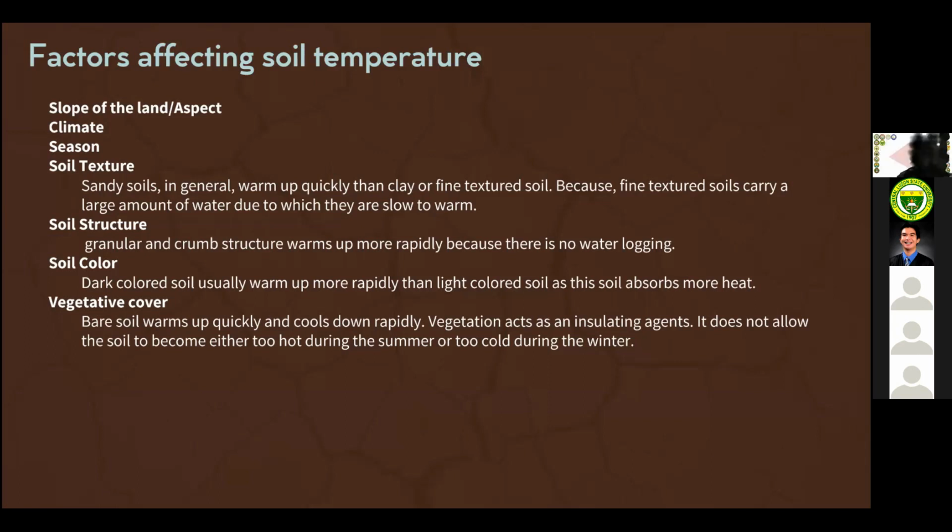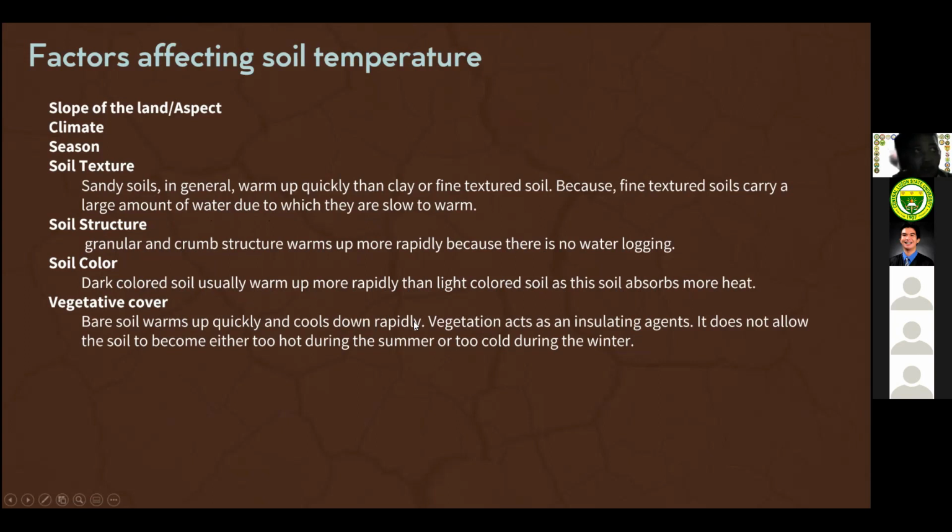Then soil texture. Sandy soils in general warm up more quickly than clay or fine textured soil, because fine textured soils carry a large amount of water, due to which they are slow to warm. Then soil structure. Granular and crumb structure warms up more rapidly because there is no water logging. Soil color. Dark colored soil usually warms up more rapidly than light colored soil, as this soil absorbs more heat. Then vegetative cover. Bare soil warms up quickly and cools down rapidly.